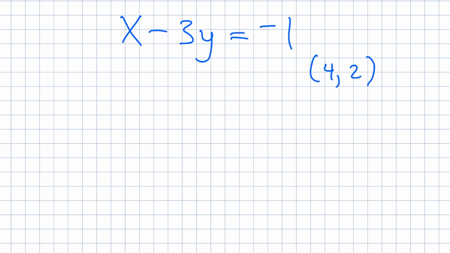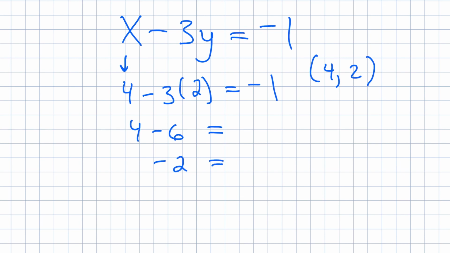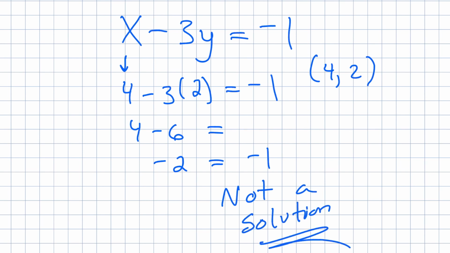Now, when you plug (4, 2) into this equation, 4 replaces the x and 2 replaces the y, you end up with 4 minus 3 times 2 equals negative 1. Well, 3 times 2 is 6, and 4 minus 6 is negative 2, and negative 2 is not equal to negative 1, so the coordinate (4, 2) is not a solution. The answer is no, it's not a solution.